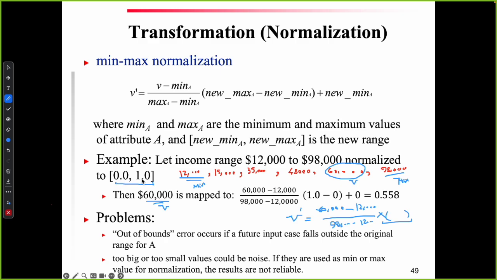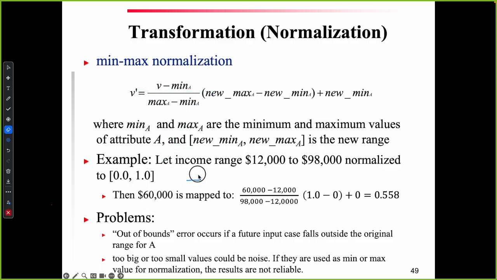So this is your min, this is your max. So this is max minus min, which is 1, plus your new min, which is 0. So basically multiply by 1. And basically this is the formula. This part is the formula if you want to normalize into this range. Is this clear?